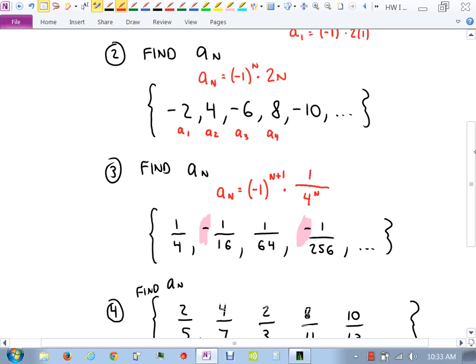Negative 2 to the power of n. You can't do it that way. No, because if I have negative 2 to the power n, then if I plug in 1, I get negative 2. If I plug in 2, I get 4. When I plug in 3, I get 8. And so it's going to start to give me powers of 2 instead of multiples of 2.